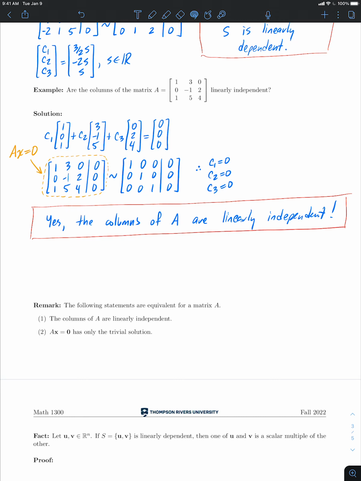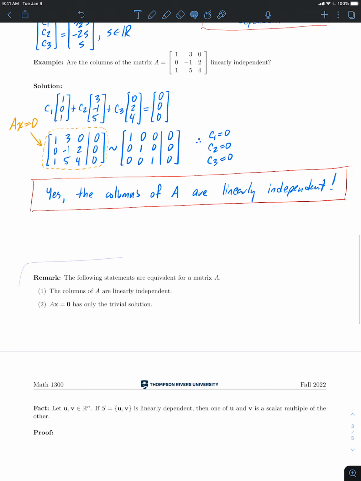So if you're ever asked, are the columns of a matrix linearly independent, that's equivalent to saying, if you were to set up the associated homogeneous linear system, does it have only the trivial solution, right? In this case, it did. So the answer was yes, the columns are linearly independent. So this is an opportunity for you to shift points of view in a problem. If you have a matrix and you want to know if its columns are linearly independent, that's the same as asking the question, does the associated homogeneous system AX equals 0 have only the trivial solution? And that's what this remark here is saying, okay?